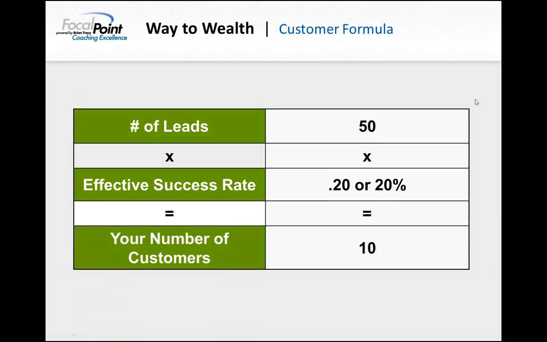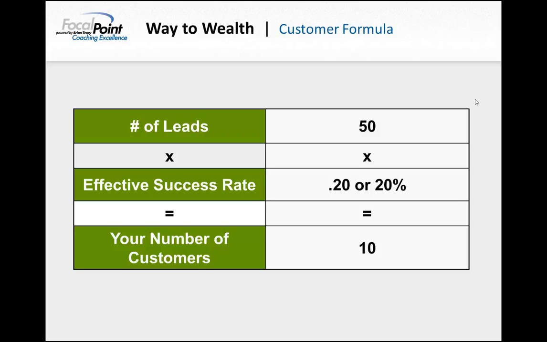The Way to Wealth formula comes from our Focal Point's founder, Brian Tracy, and it has to do with how you arrive at your bottom line. But we're going to start at the very top, even above what people would consider their top line, which is revenue. We're going to talk about customers and the customer formula, which has to do with how you derive the number of customers you've got.